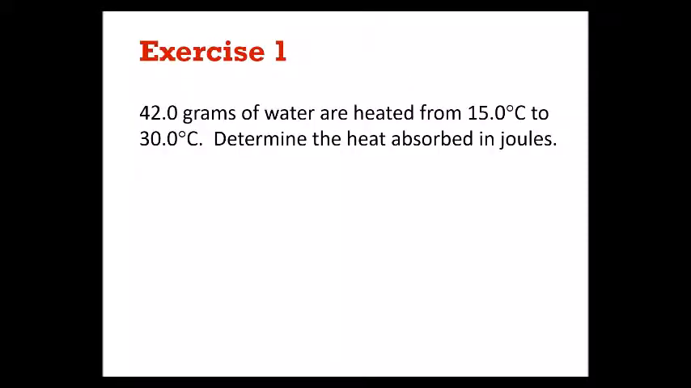So let's use that equation just for a regular idea. Like I said, making pasta, 42 grams of water are heated from 15 to 30. Determine the heat absorbed in joules. All right, well, that's Q equals mcΔT. Write out the formula, then you plug and chug. This is very easy stuff. Like I said, this is more like Chem 1 stuff, but we're going to build upon it. Our specific heat of water from the table is 4.184 joules per gram degree Celsius. I'm going to use that amount.